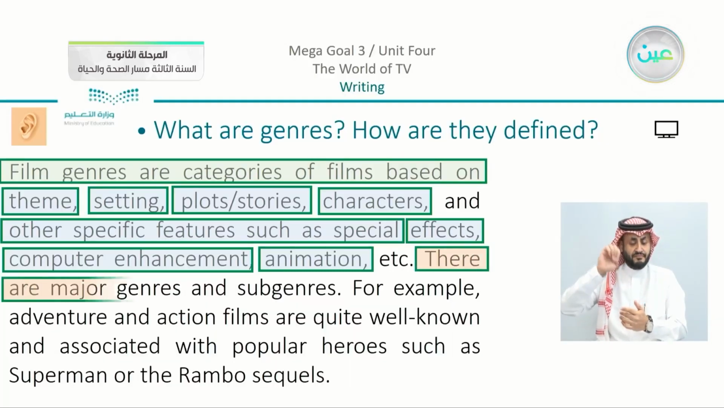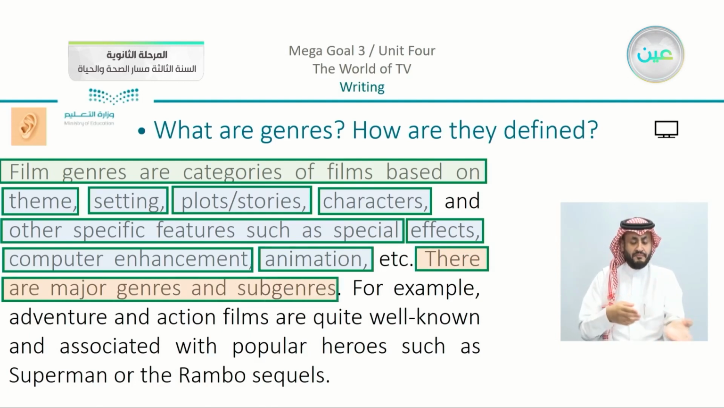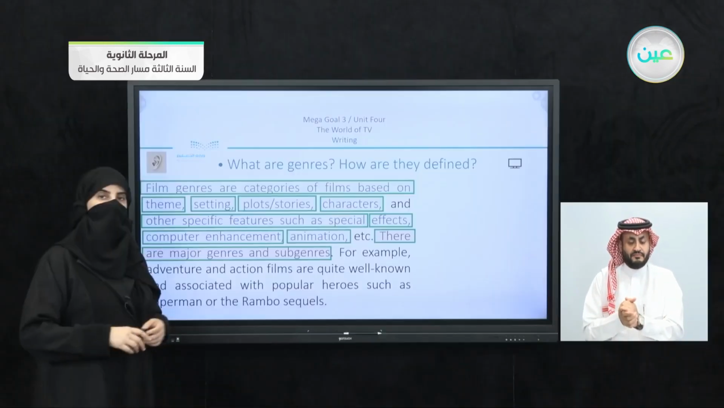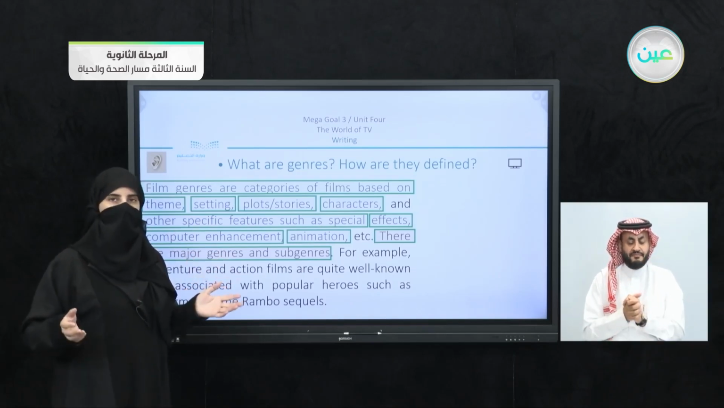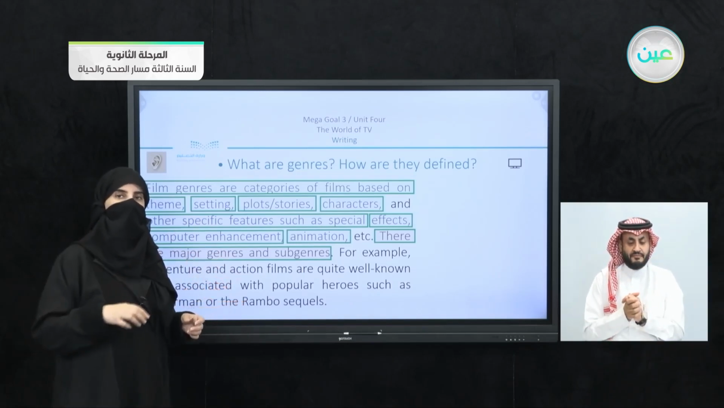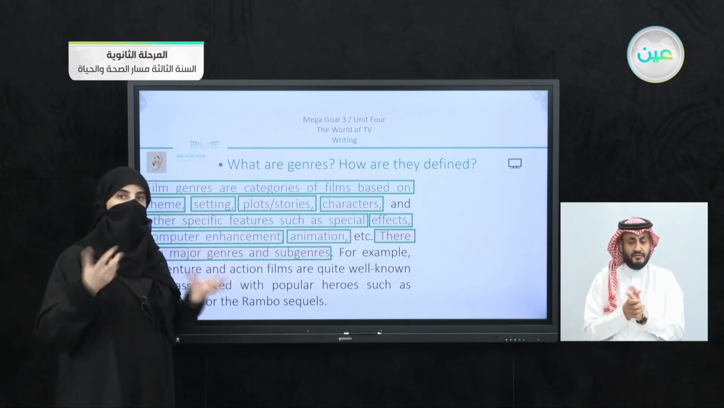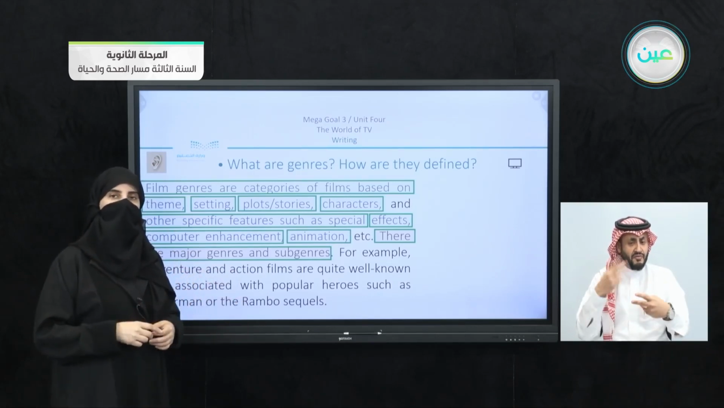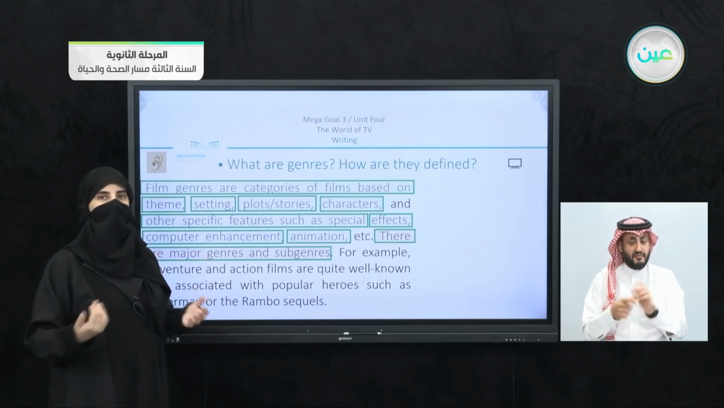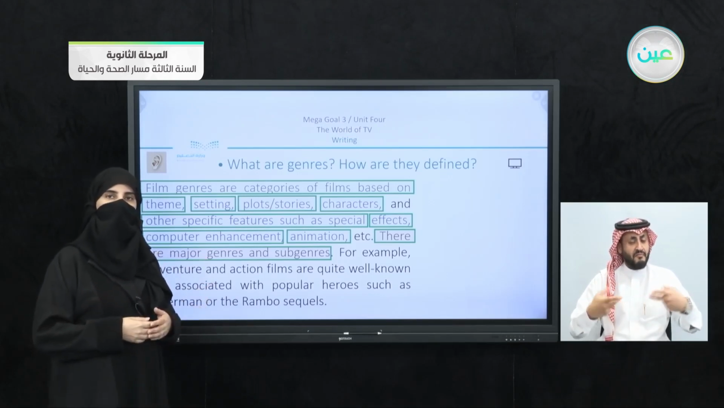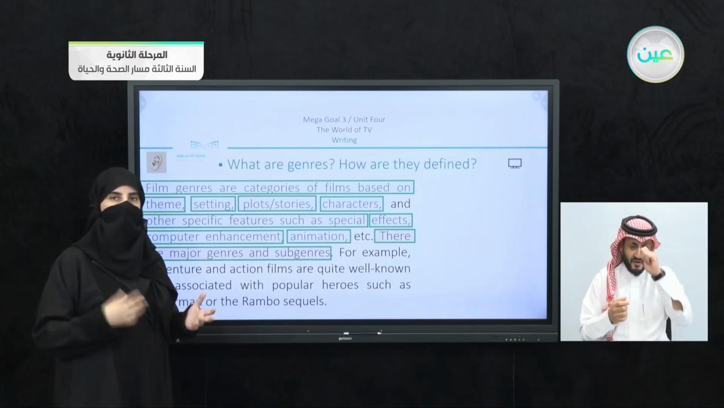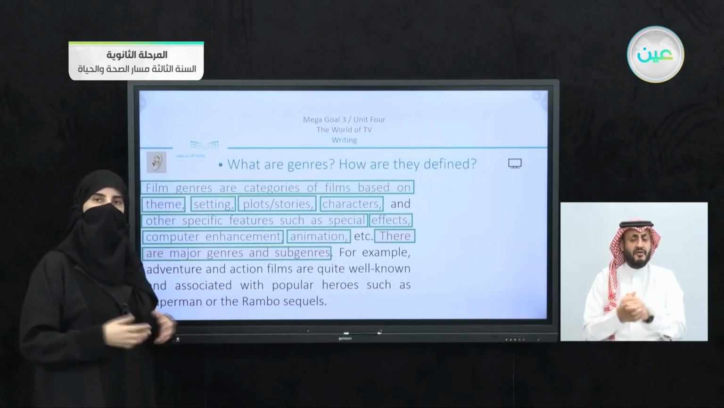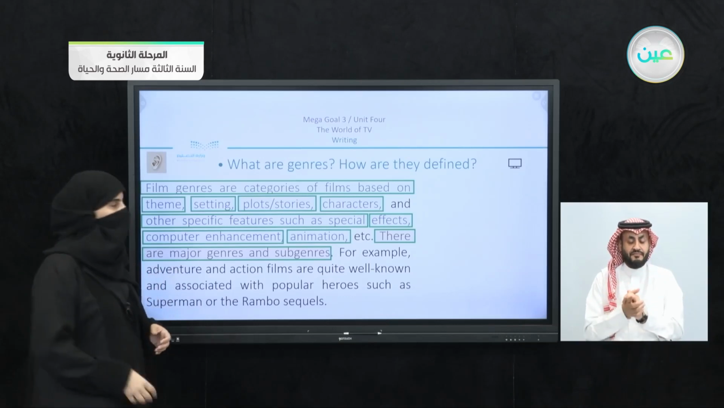Also, we can add here that there are major genres and subgenres. Now, what is the meaning? We have here major genres, which is the main type of the movie, and there are subgenres, meaning that I can mix two genres together in one movie. For example, I can have action comedy, or we can say that there is some kind of detective drama. So there are different types of films that mix or combine together.